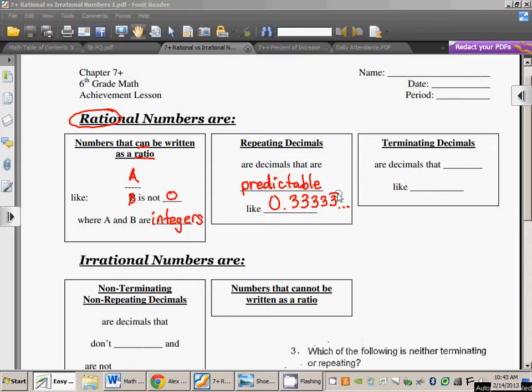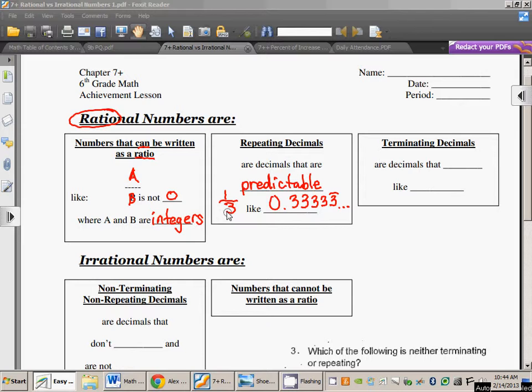Do you know what fraction a repeating 3 is? Anybody know? What fraction would give you a repeating 3 as a decimal? It's 1 over 3. Yeah, 1/3. That's what I was thinking of. That was right. I'm glad you thought that. I wish you would have raised your hand and said it, though. Repeating 3 is a rational number because it's predictable.